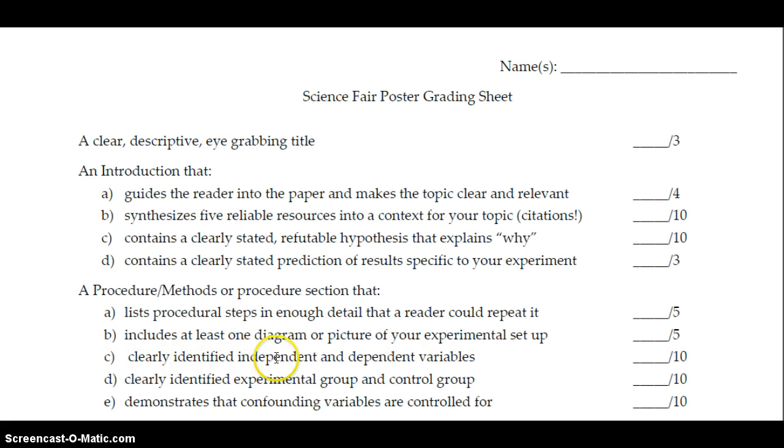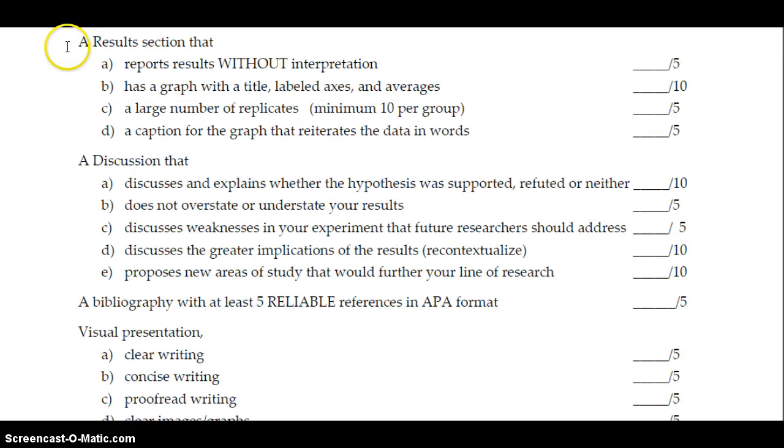Make sure that you clearly identify the independent and dependent variables in your experiment, as well as the experimental and control group or groups that you used. And while doing this procedure, include some details on how you controlled for confounding variables, so you're sure that the only variable you were testing was the independent one, not some confounding variable that snuck into your experiment and was actually causing the effect.